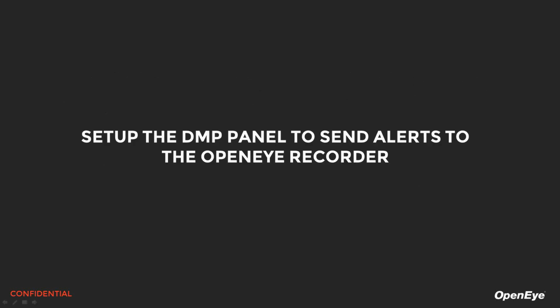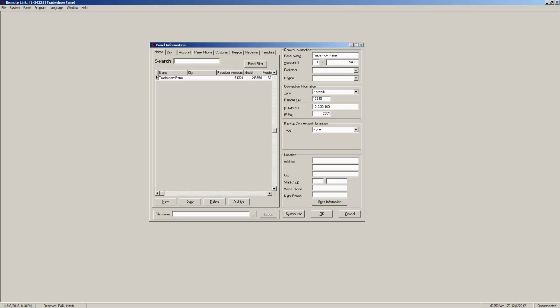Let's set up the DMP panel using the Remote Link software. The setup is very easy to do and takes no time at all. OpenEye strives to simplify setup and usability with all of our products and features. Be sure to make note of the OpenEye recorder local IP address before continuing. Let's go ahead and launch the Remote Link software.